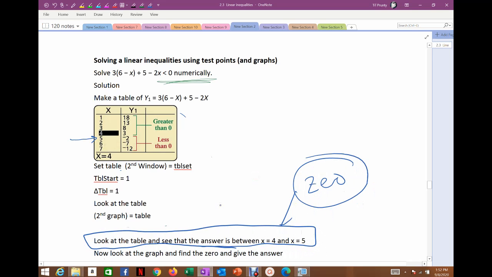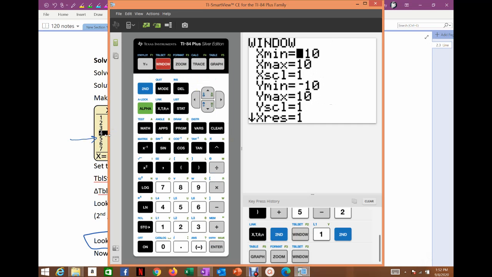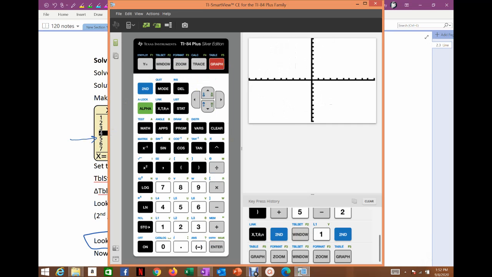And so now I'm going to use the calculator. A standard window should work just fine. Alright, so standard window, so I should be able to find a standard window. So now I'm going to go back to my graph. I'm going to make sure my window is standard, or you can hit zoom standard and graph.